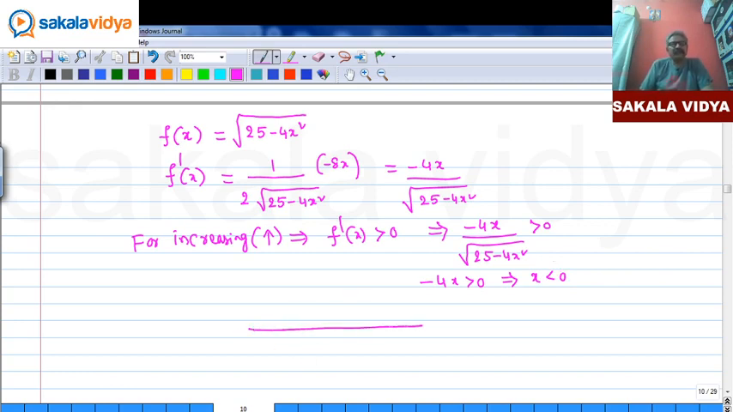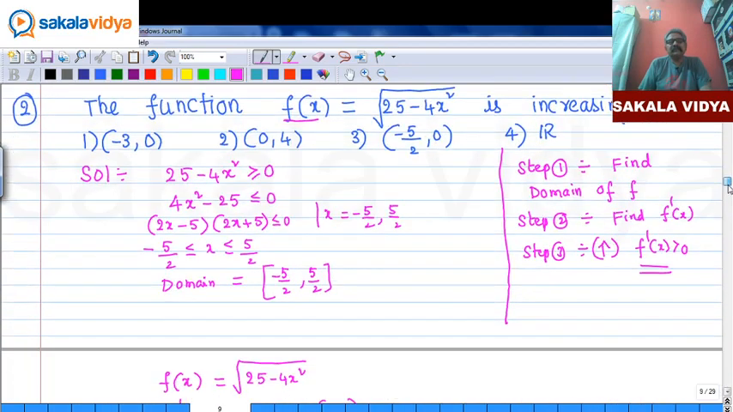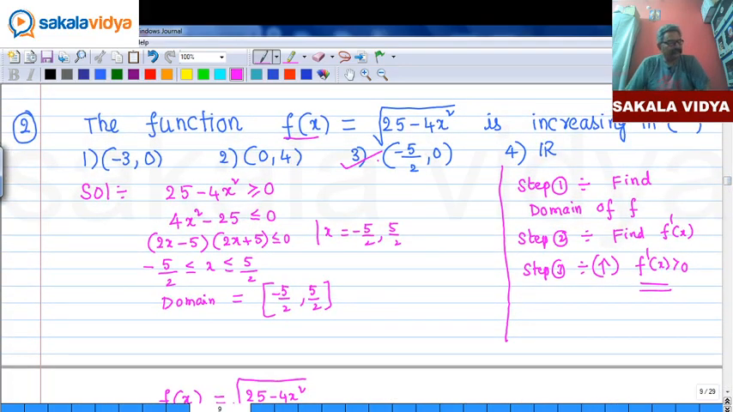So now let us take the domain here. What is the domain of the function here? Minus 5 by 2 and 5 by 2. 0 will be here, but according to the problem x less than 0, x less than 0 means now we need to shade from here to here. That means in this interval it is an increasing function. Therefore f is increasing in minus 5 by 2 comma 0. So that means third option is the right option.